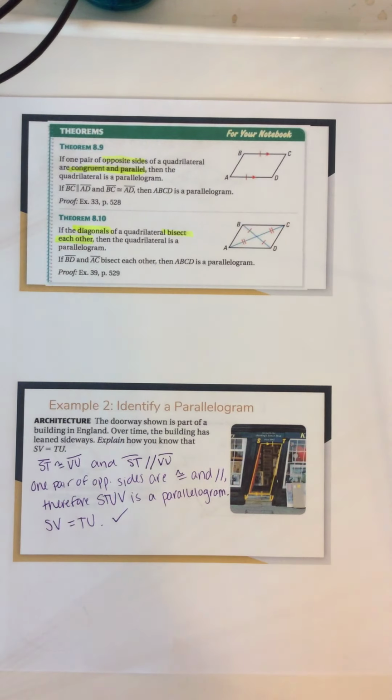And that's how we can use this top theorem that was a little bit newer today. That's how we can use that top one. Just show one pair of sides is congruent and parallel. Then you can go and use all the other theorems for a parallelogram.